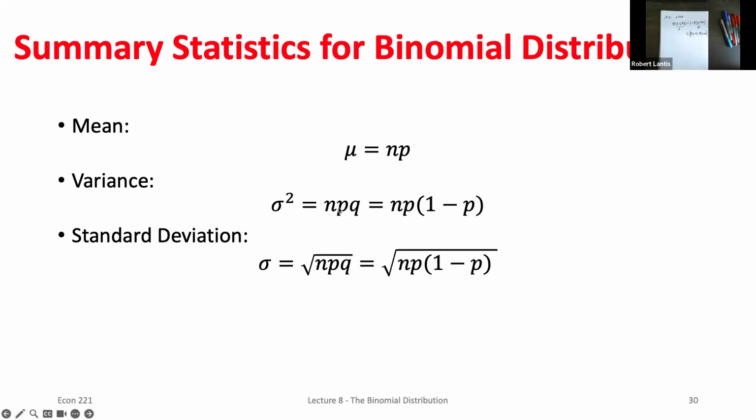But for our variance, the equation we could use is the number of trials times the probability of success times the probability of failure. Once again, I don't like this way, but if it helps you think about it, that's okay. I always write it with Q being 1 minus P, right? So the probability of a failure is 1 minus the probability of success. So the variance can also be rewritten as the number of trials times the probability of success times 1 minus the probability of success. And then the same thing applies as we've always been doing. Standard deviation is simply the square root of the variance.